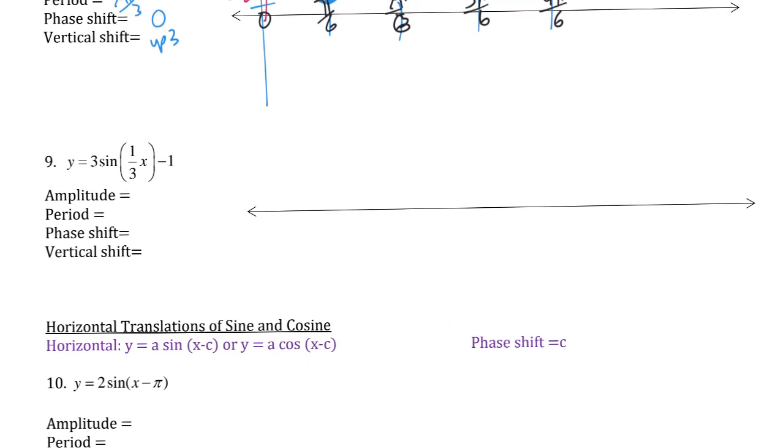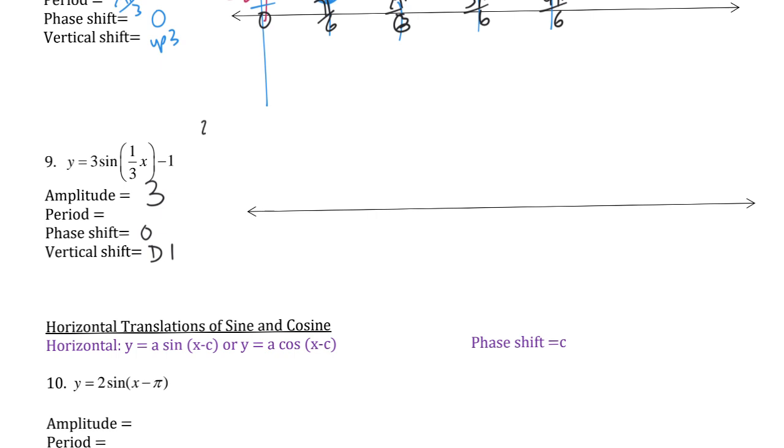This next one is going to be a vertical stretch by 3. It's going to be down 1, so the vertical shift is down 1. Phase shift, there's nothing added or subtracted to x, so there's no shift left to right. It doesn't go early or late. The period is going to be 2 pi over 1/3.